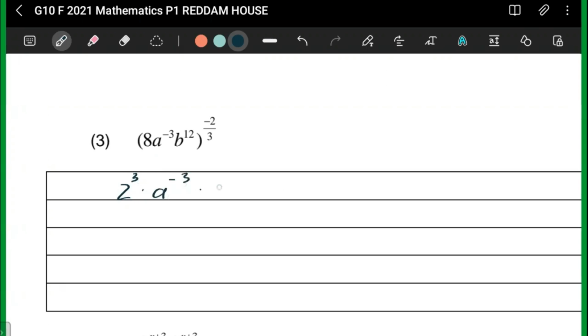Now let's leave this for now and just take things step by step. The reason for doing what we've just done is that now we can multiply each of these exponents with negative 2 over 3. You can even use your calculator to do that. So 3 times this exponent is just going to give you a negative 2. Negative 3 times this exponent is going to give you a 2. 12 times this exponent, what is it going to give you now? It's going to give you a negative 8.